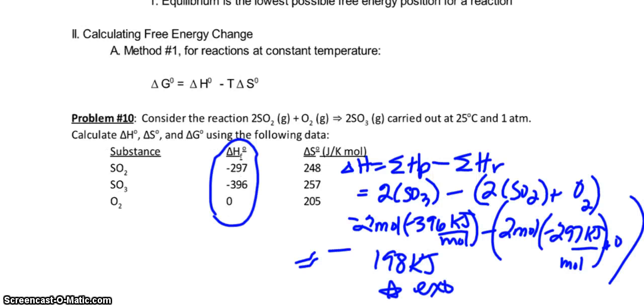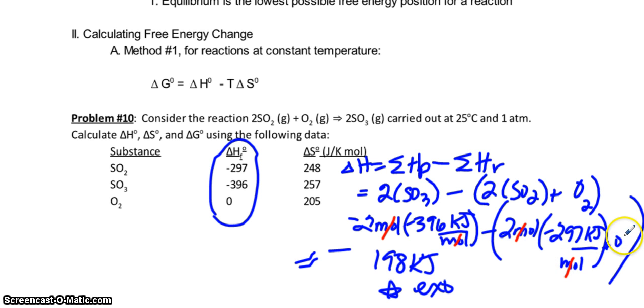Okay, hopefully you can follow my work. I took 2 moles of sulfur trioxide, which is my product, minus the sum of my reactants. So I multiplied those through. Notice that moles are going to cancel out, and so I can do that here. Cancel, cancel. Notice that my 2 moles over here cancels out.